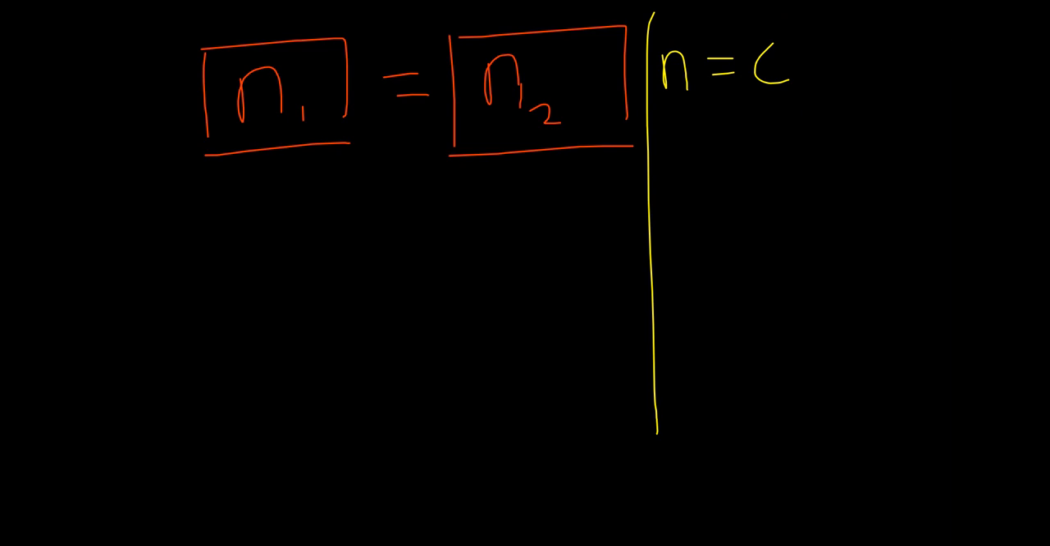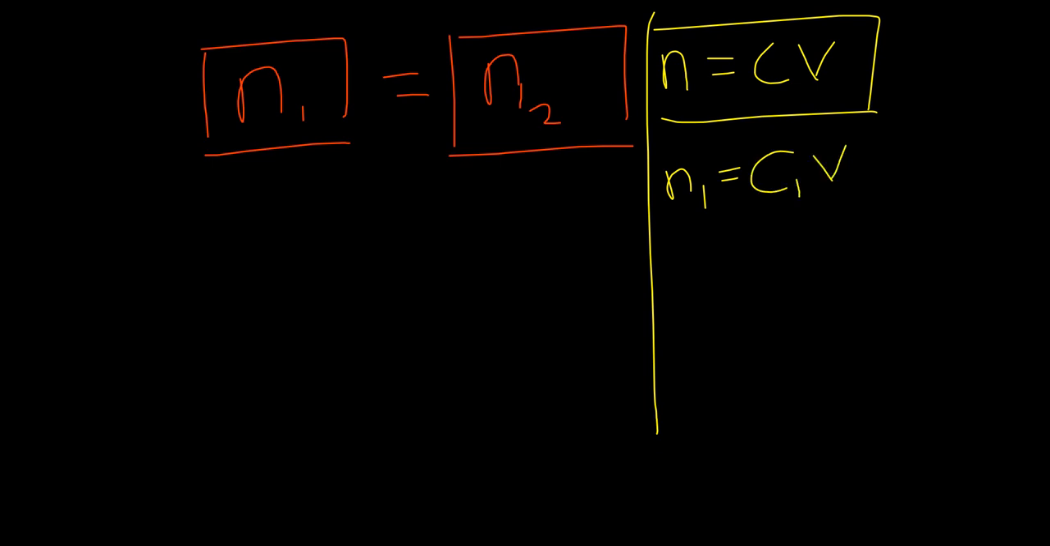Okay, so we have mole equals concentration times volume. Let's put it down. For the first solution, which is N1, if you want to determine its mole, it will be the concentration of the first solution times the volume of the first solution. So let's put this one down. You can call it equation 1.